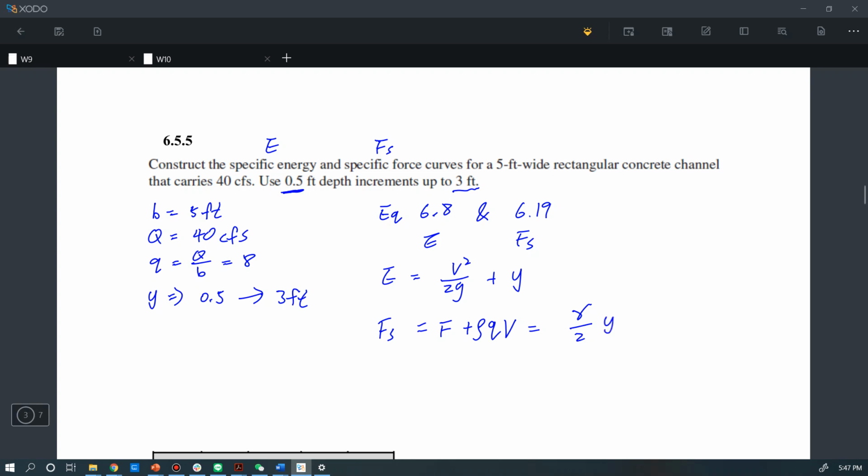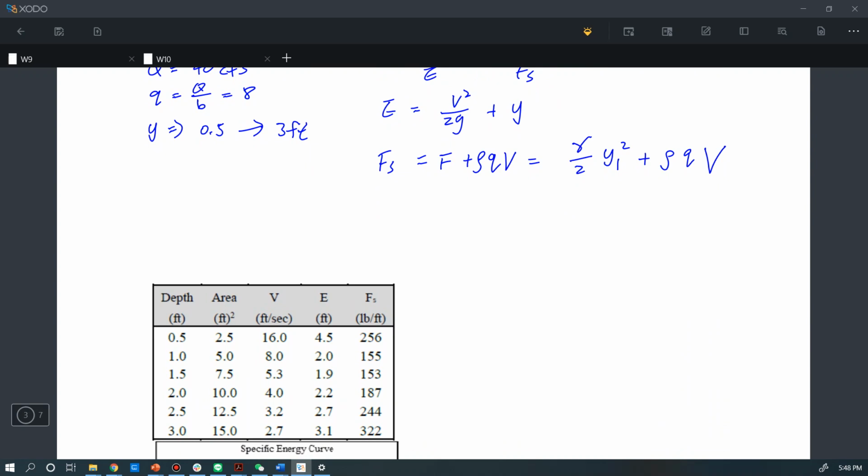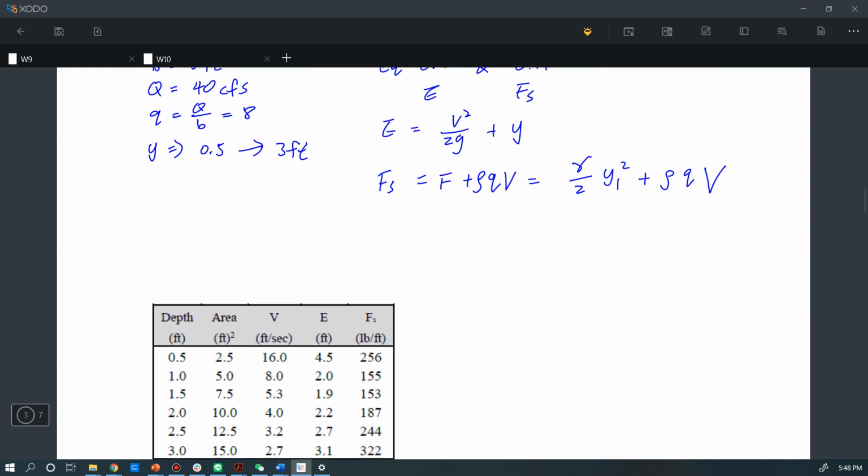times y1 squared plus rho qV. Okay. Then we can apply those equations to different depths.